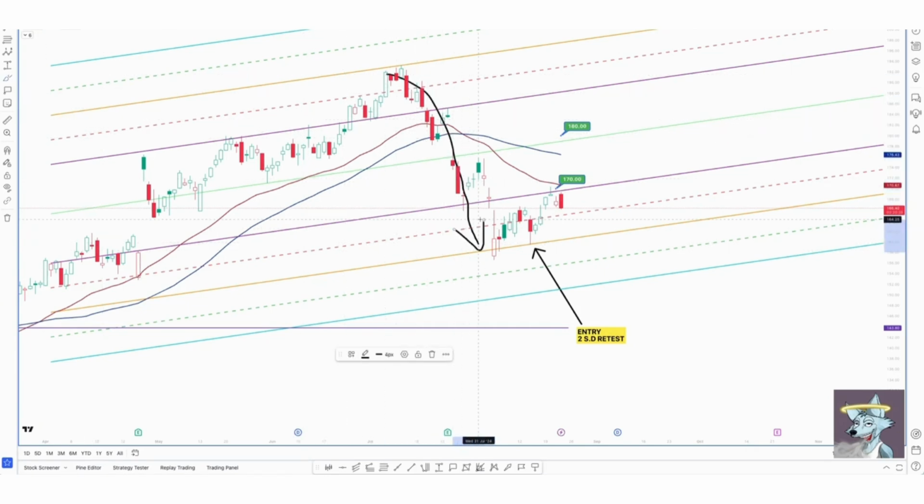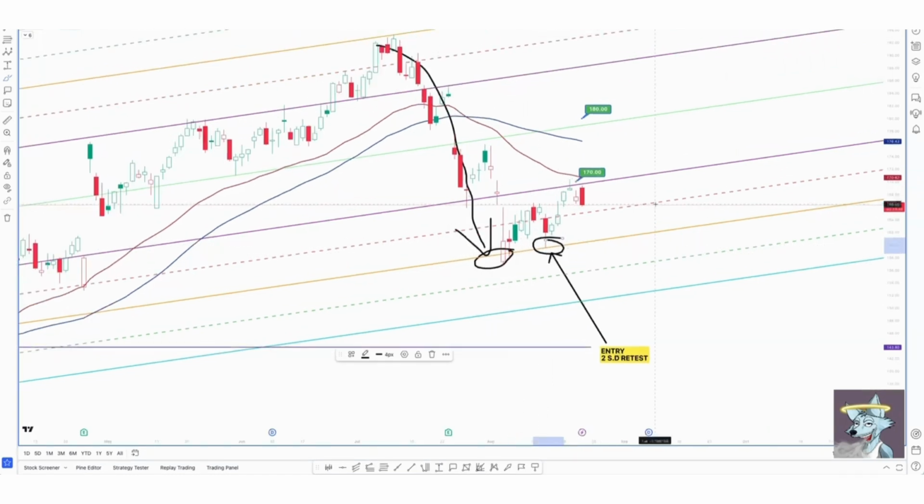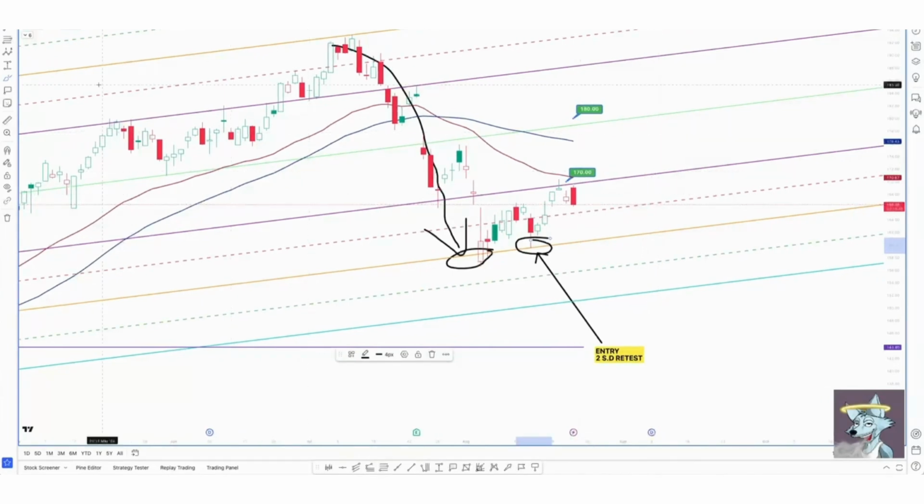All right, so personally, when we have this type of aggressive pullback in the markets, I like to wait for a retest of the second standard deviation. So right here, we hit the second standard deviation, but then this is when I entered the trade, when we retested that same level.